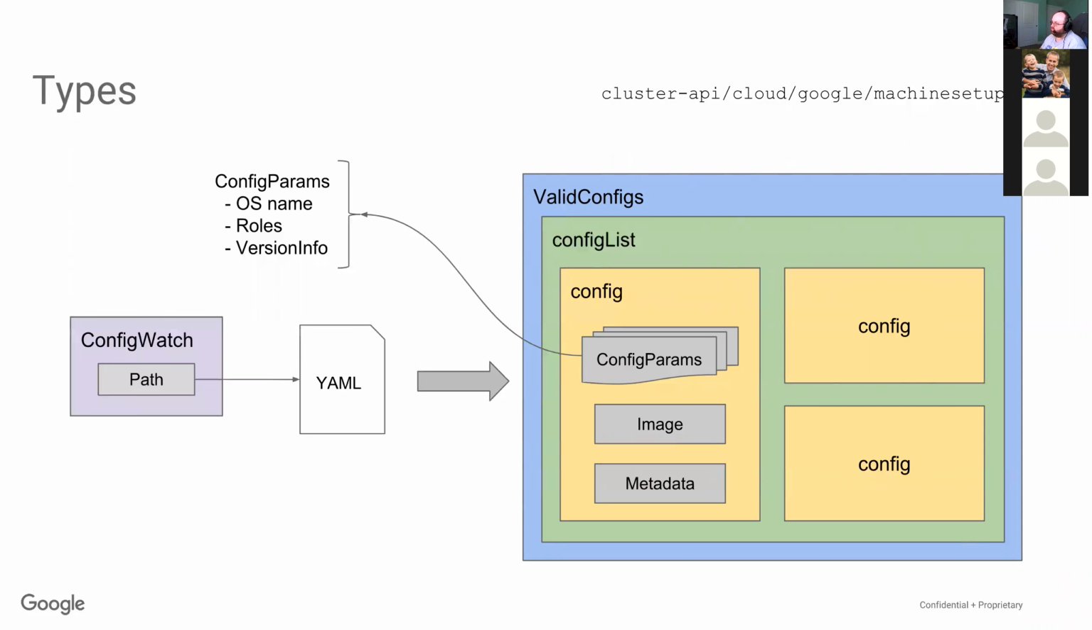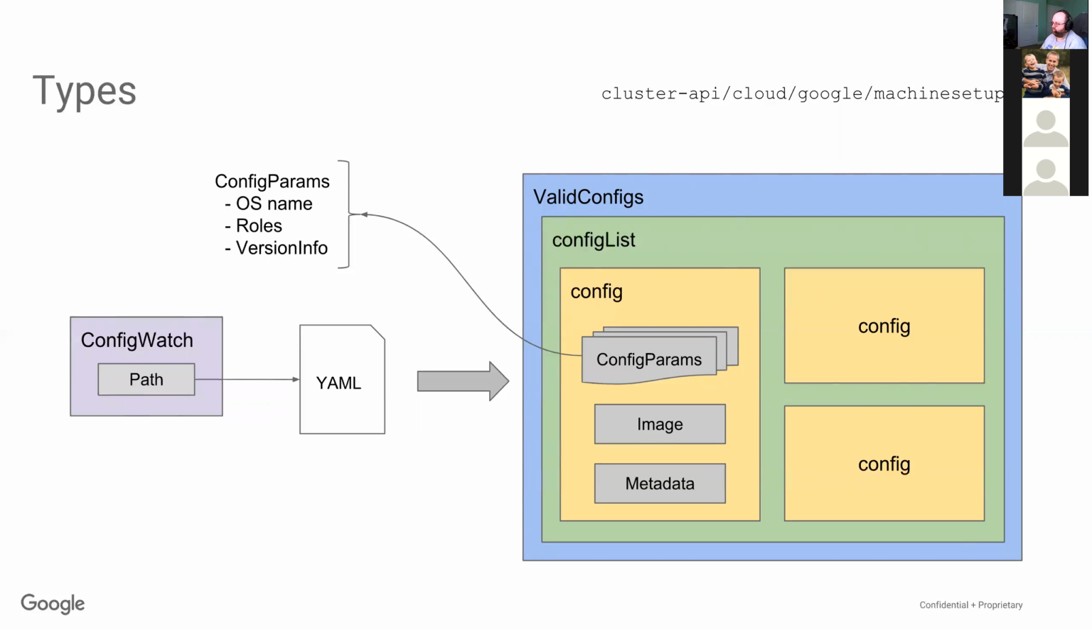The last type I added was this config watch type. All it holds is a path to the YAML file that I mentioned earlier. This YAML is just the serialized version of these configs. So the way it works is that you would have a config watch. Whenever you wanted to make a new machine, you'd call a method called valid configs, which would return a valid configs. Right now, it just looks at the path, grabs the YAML, and parses it out into the configs.